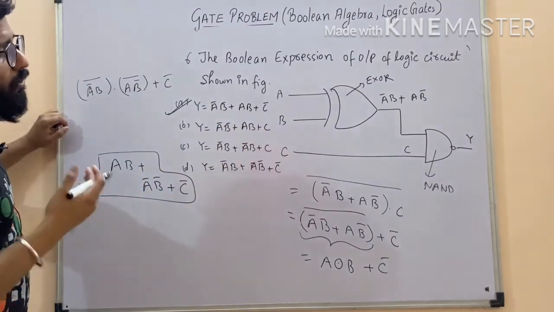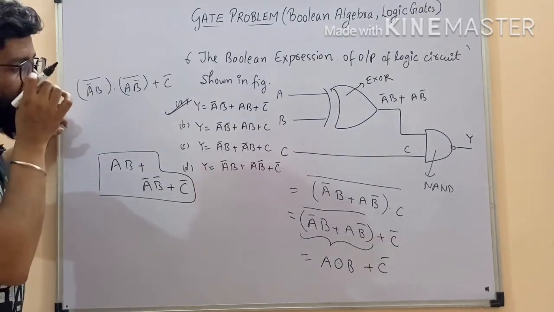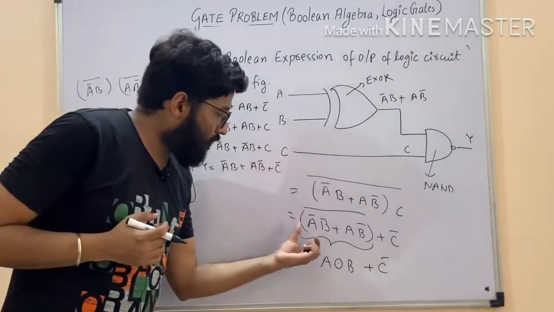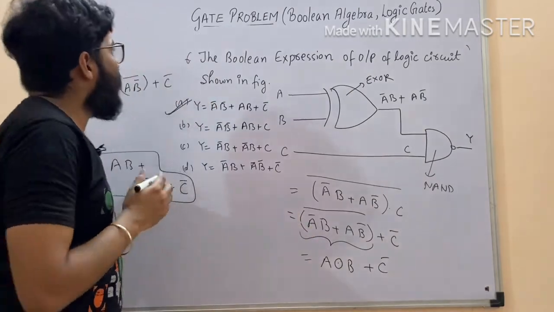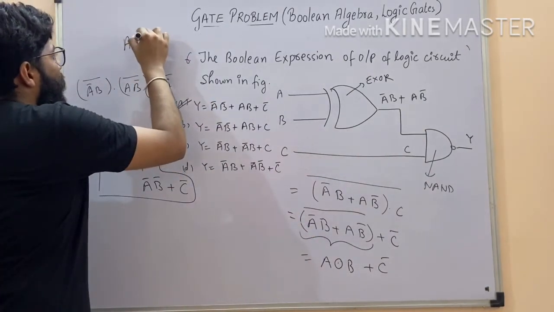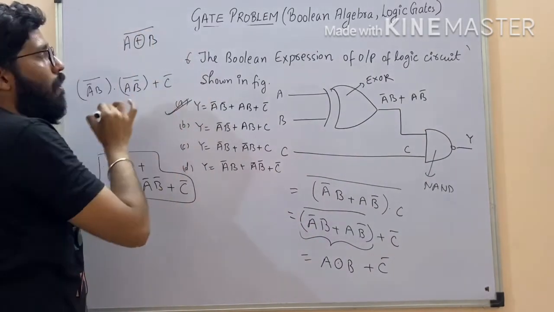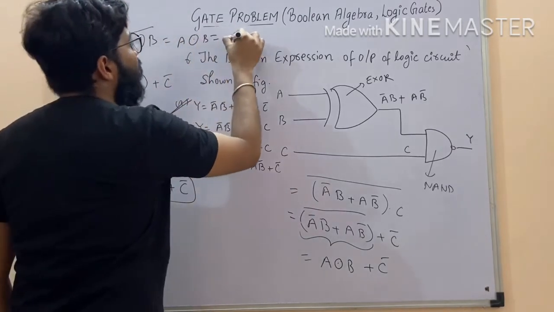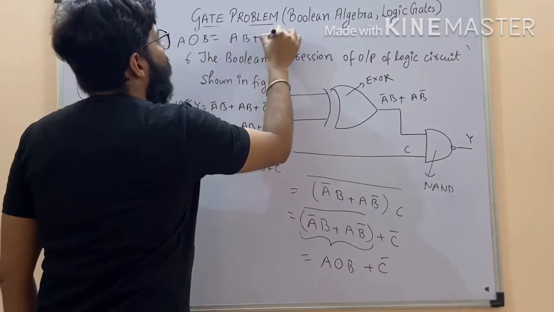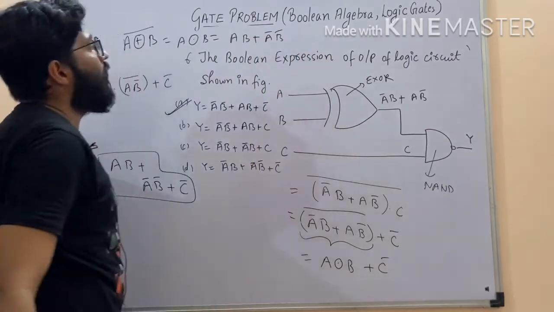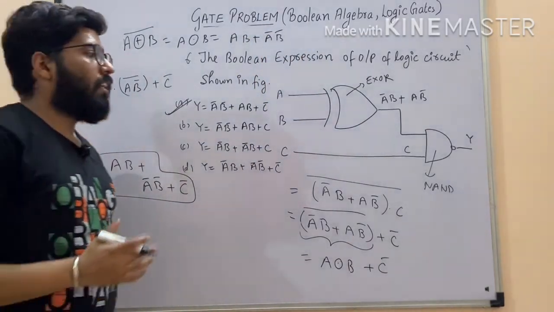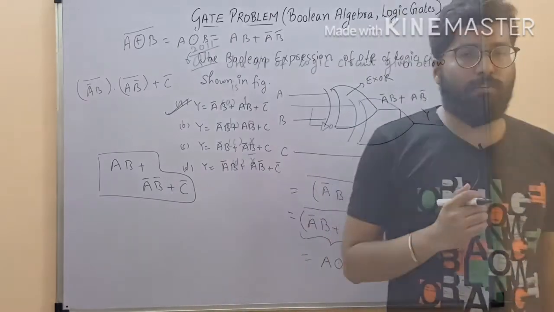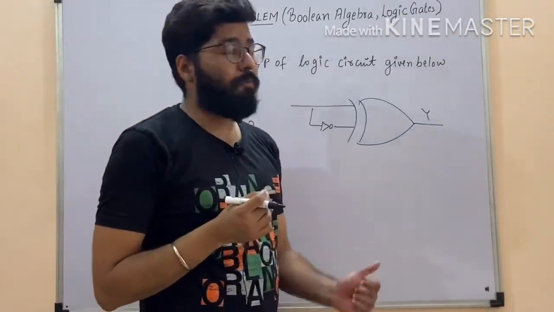Okay, so you will see the apply the property of logic gates also, because in the logic gate we will see if we apply the A XOR B and take the complement, we will get A XNOR B. A XNOR B is what? A B plus A complement B complement. Okay, so in this fashion you will see the gate problem. Okay, now see the next problem.